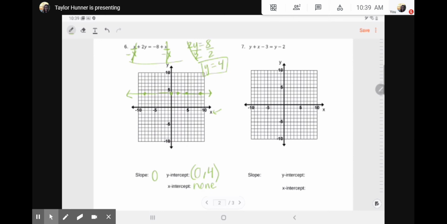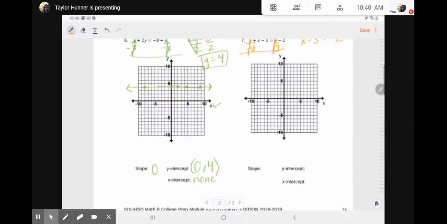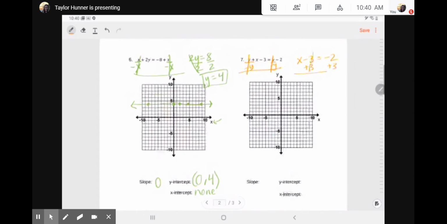Okay. Number 7 is kind of similar. We'll notice that y is actually on both sides of the equation. So if I subtract y to cancel them, I just have x minus 3 equals negative 2. Now I want to get x alone, so plus 3, and I will have x equals 1.